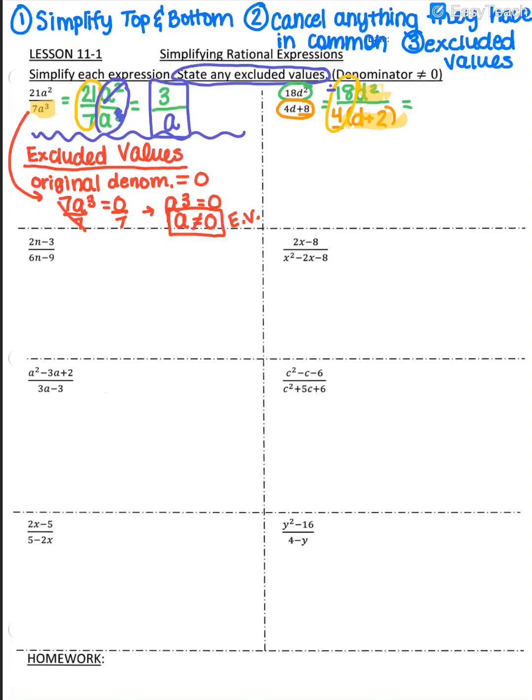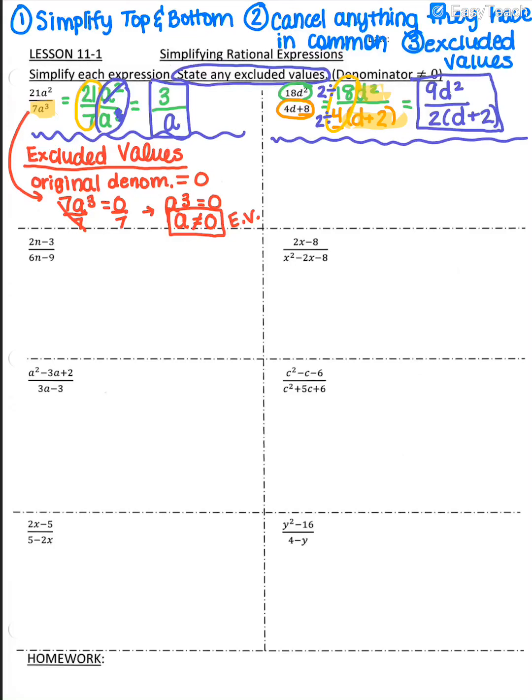So I'm going to divide the 18 by 2, and I'm going to divide the 4 by 2. Okay, so I have 18 divided by 2, which is going to give me 9, and then I have a d squared left over. And then 4 divided by 2 is going to give me 2, and then we have a d plus 2. So this is actually my final answer. The only thing that I could really do is simplify on the bottom and then divide them both by 2. So that's my final answer for the actual answer portion.